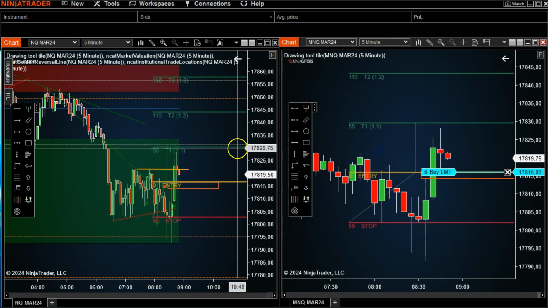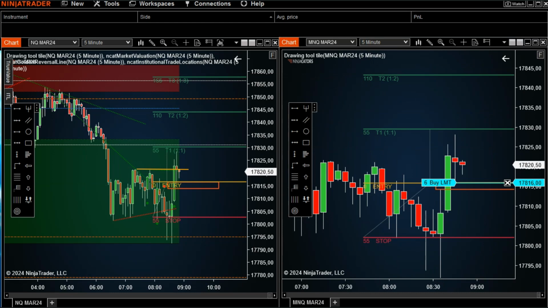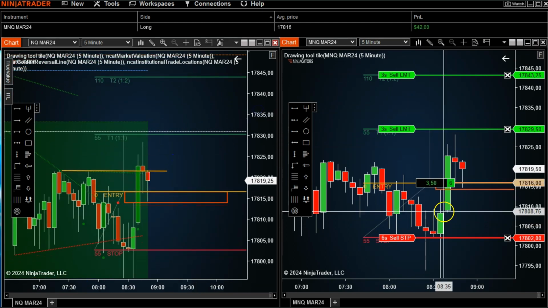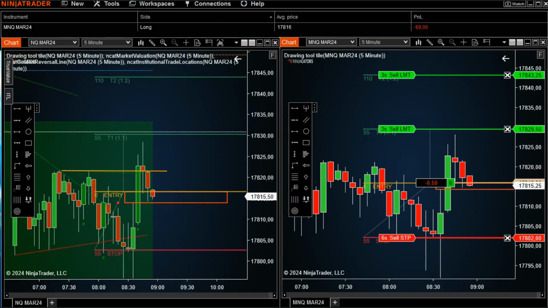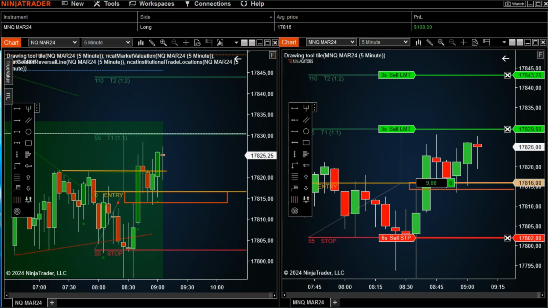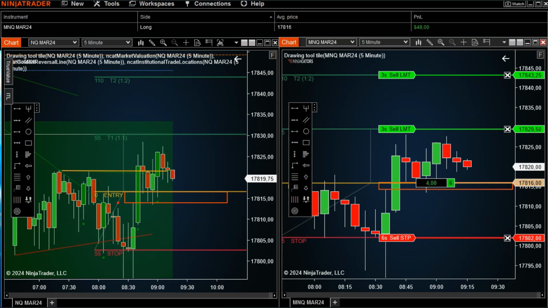In this case, I went long, or placed a buy limit order for 6 contracts on the micro Nasdaq. I eventually got filled. I positioned my stop at the predetermined location, about 55 ticks away. I had 3 contracts for my first target at a 1-to-1 ratio, and I placed my second target about 100 ticks away, or a 1-to-2 ratio, also for 3 contracts.